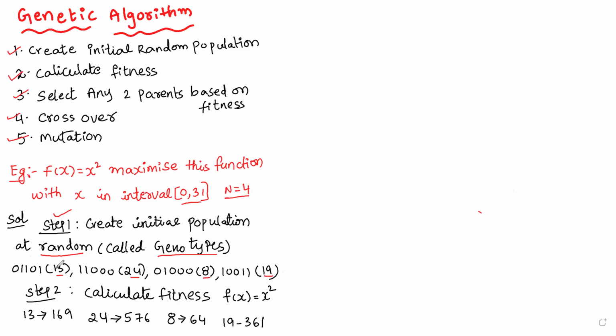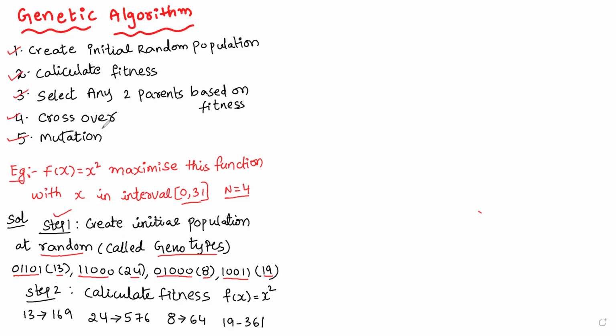After generating the population at random, we need to convert these values into binary. The binary value for 13 is 01101. The binary value for 24 is 11000. The binary value for 8 is 01000. The binary value for 19 is 10011. So this is about step 1, where we created the initial population.